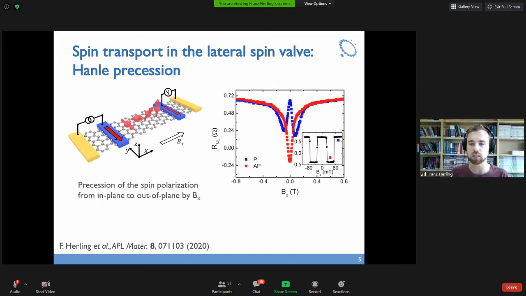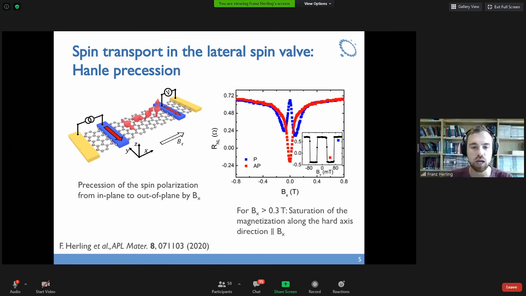And what you see is this very standard symmetric Hanle curve, where you can see that the signal you measure is symmetric in X, and also for the two states, parallel and anti-parallel. And you see that the spin precesses into the out-of-plane configuration, and then for higher fields above 0.3 Tesla, the magnetization of the electrodes is actually pulled into the hard axis along X, and therefore also the spin is injected along X, and you detect the saturation for high fields for both states and both field directions.